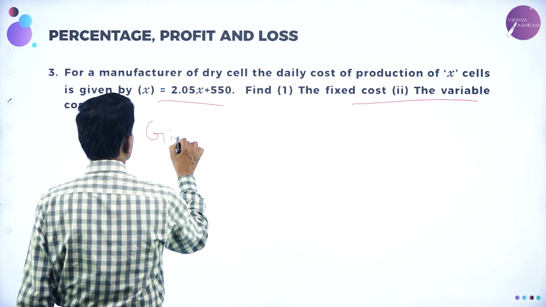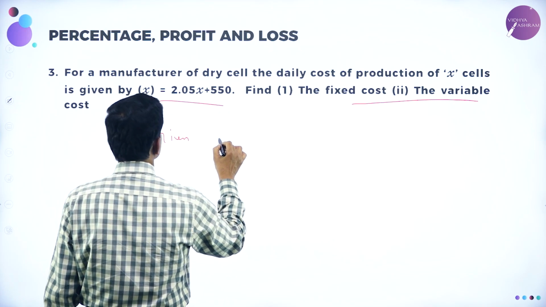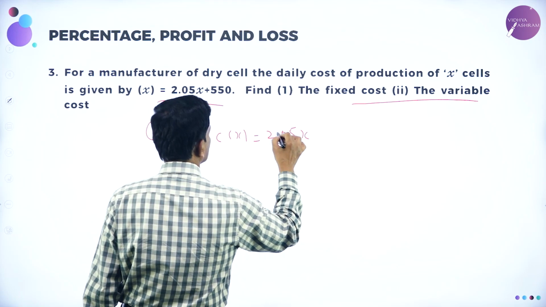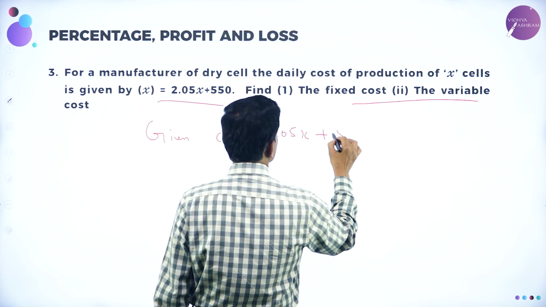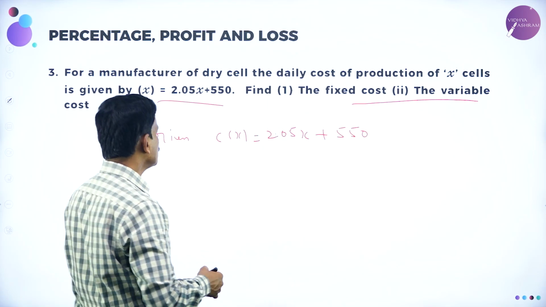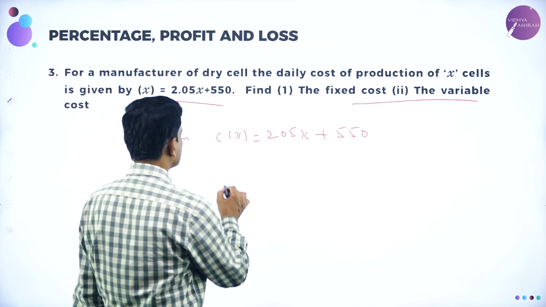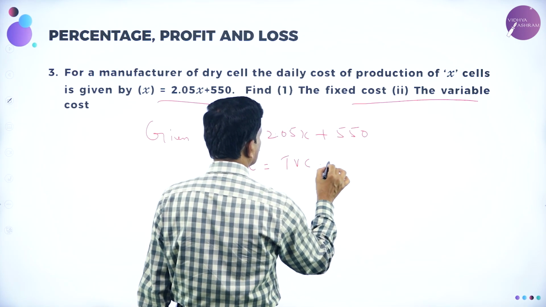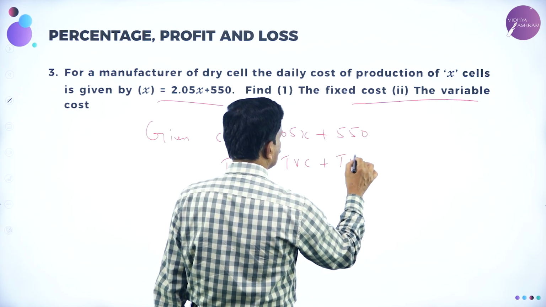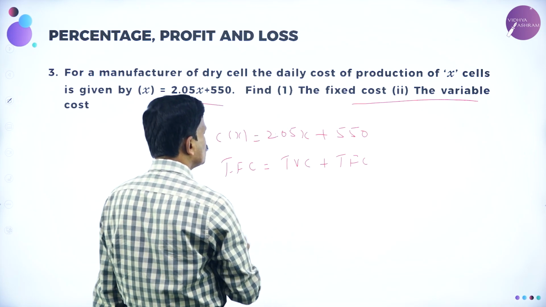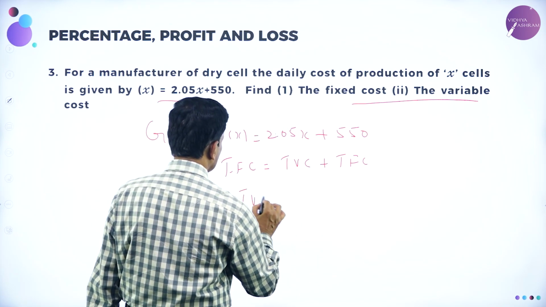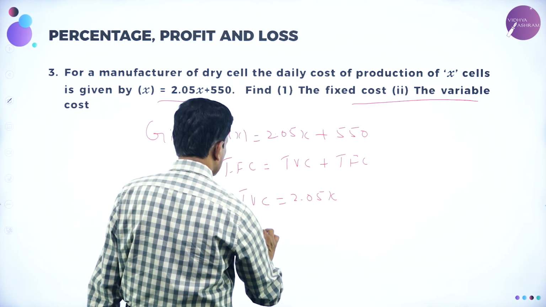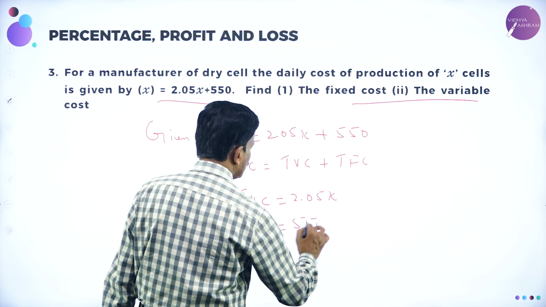Given, very simple one more question. Given, C of x is equal to 2.05x plus 550. What is this? That is nothing but the total cost. Total cost is equal to total variable cost plus total fixed cost. So, what is this equal to? So, therefore, TVC, total variable cost, is 2.05x and the total fixed cost is equal to 550.